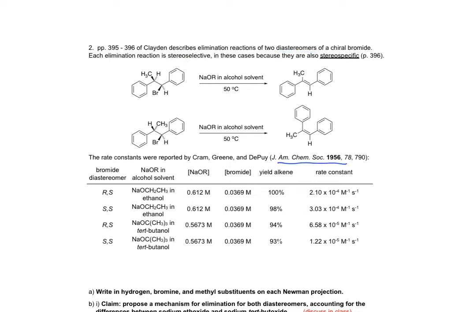In work from the 1950s, the rate constants were measured for each of the bromide diastereomers, and on your own you should determine which one is RS and which one is SS. And these were treated with two slightly different alkoxide bases. The first two entries are sodium ethoxide in ethanol, and the third and fourth entries are sodium tertiary butoxide in tert-butanol.